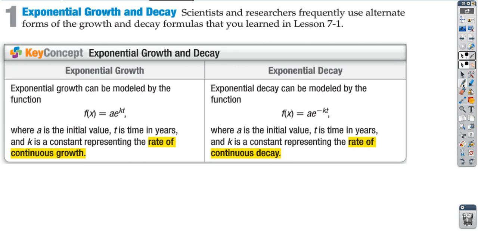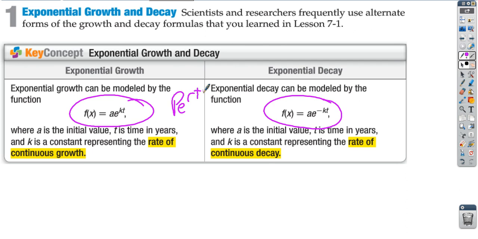Alright, so here are the basic equations for this. Growth is modeled by this function, decay is modeled by this function. They're almost the same, and this actually looks a lot like the PERT formula from the other section. We're talking about continuously compounded interest. A is the initial amount. In a sec we'll talk about radioactive decay. That's like the initial amount of chemical that's in there, the initial amount of atomic substance.